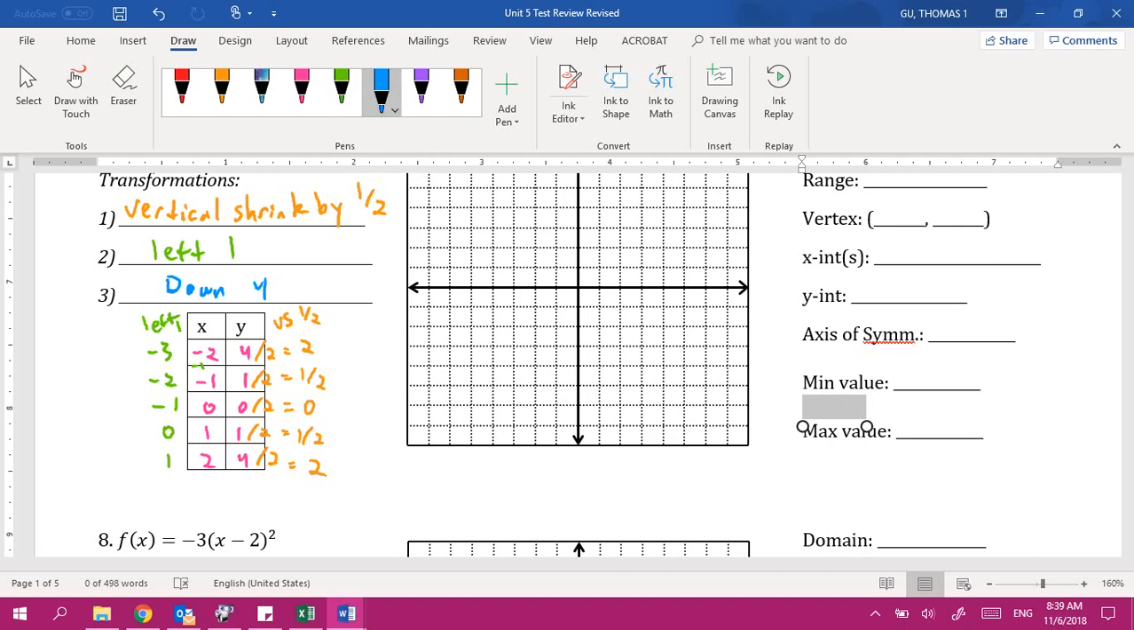And my last transformation, after this last transformation, that will give me my finishing points, right? So down 4, what would that do to my table values? Subtract the y's by 4, right? So we take all these and subtract 4. So what is 2 minus 4? Negative 2. What's 1/2 minus 4? Negative 3.5. That's right. What's 0 minus 4? Negative 4. And then 1/2 minus 4 again is negative 3.5. And 2 minus 4 was negative 2.